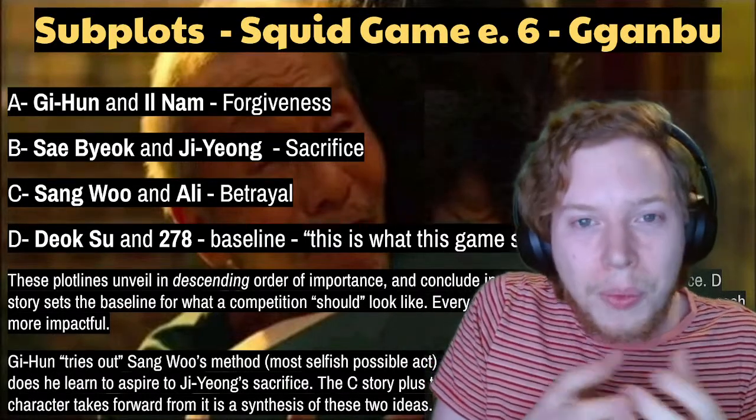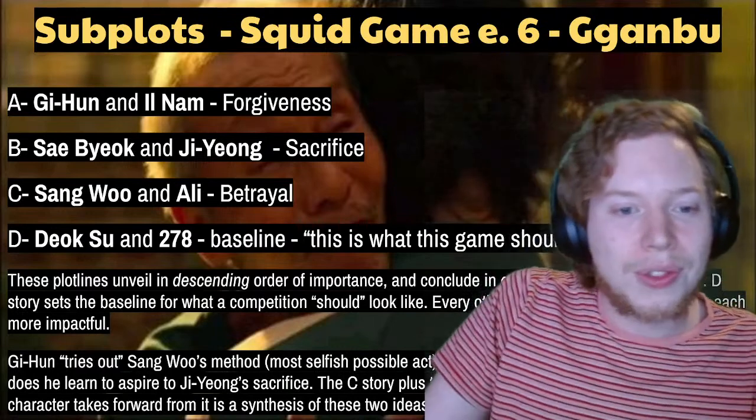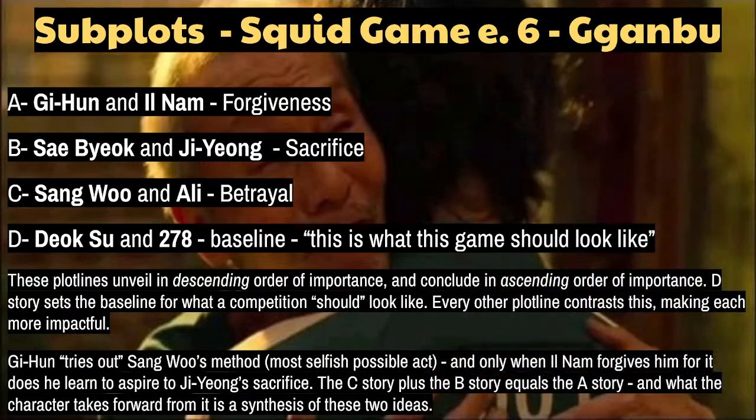And it's through the fact that Gi-hun has tried out Sang-woo's method, the most selfish thing you could possibly do. That's what he tried at first. But it's only when Il-nam forgives him for that that he learns he might be able to aspire to Ji-young's sacrifice.